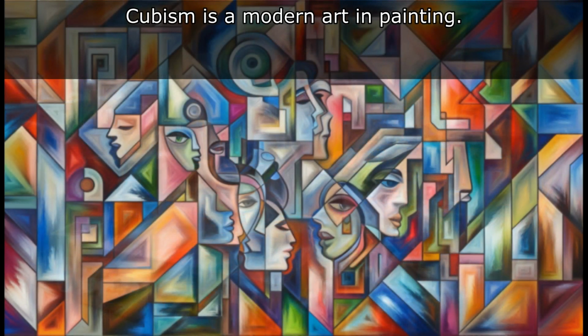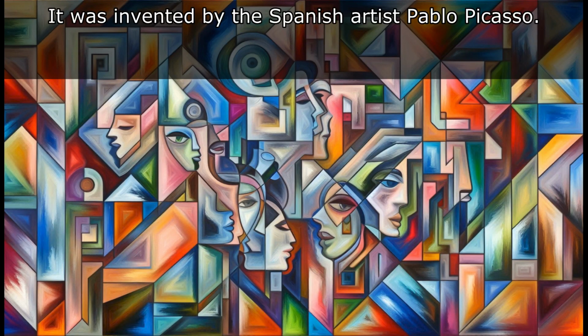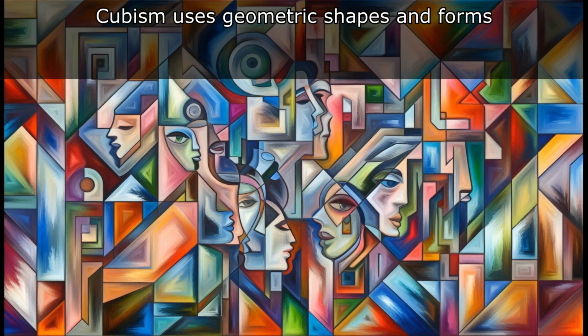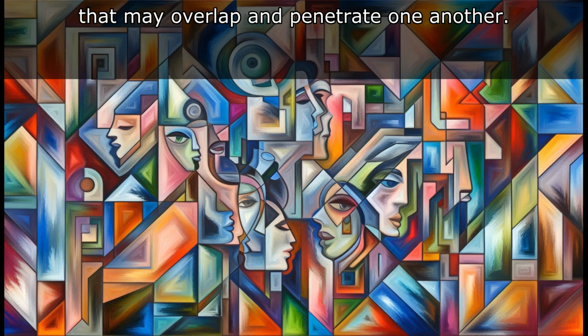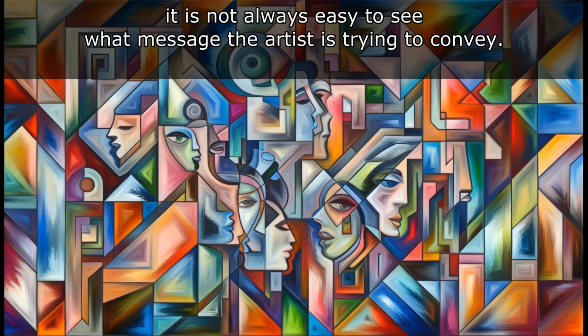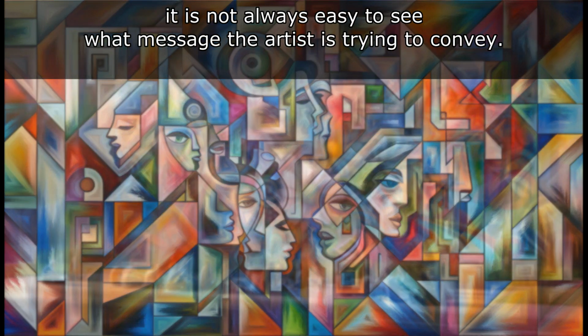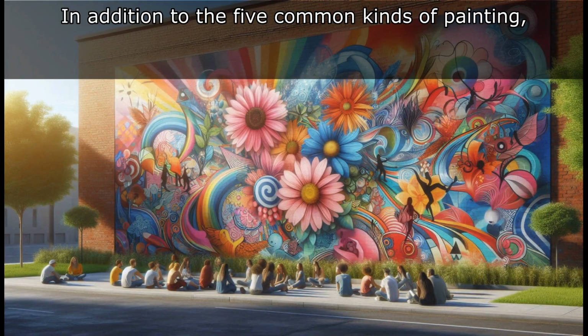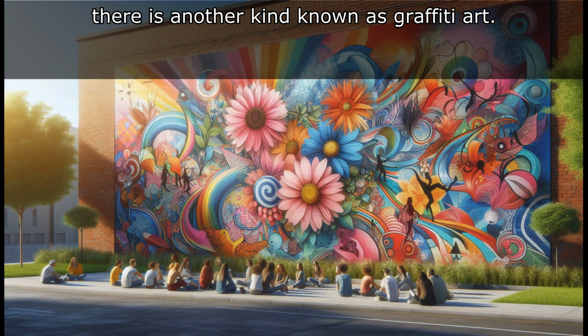Cubism is a modern art in painting. It was invented by the Spanish artist Pablo Picasso. Cubism uses geometric shapes and forms that may overlap and penetrate one another. In most of these 2 styles of painting, it is not always easy to see what message the artist is trying to convey.